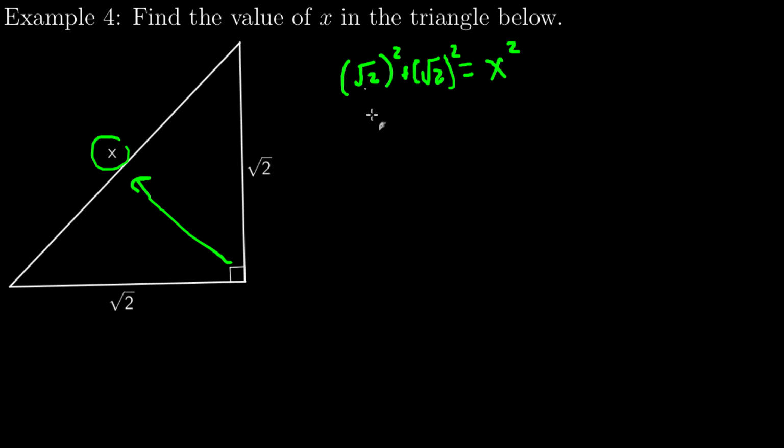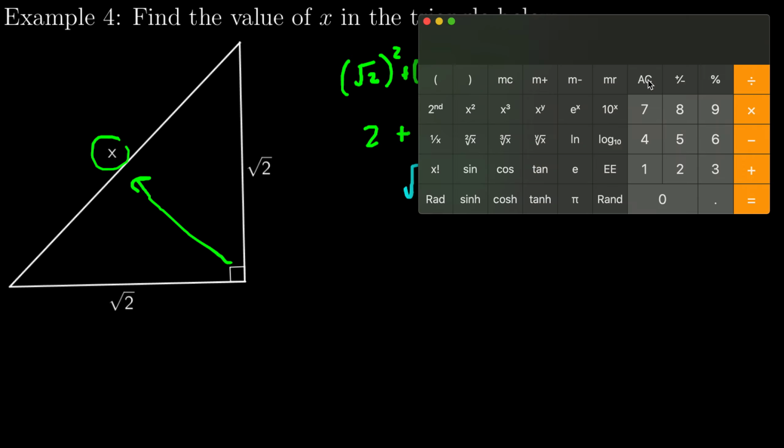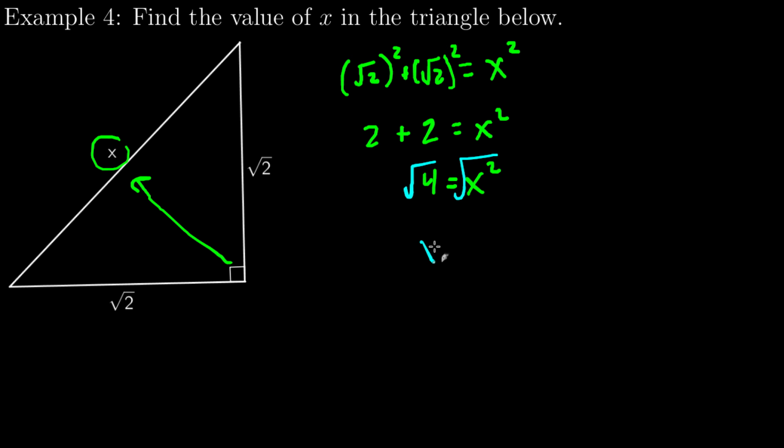The square root of 2 squared is just 2. The square root of 2 squared is still just 2. 2 plus 2 is 4. And now, when I take the square root of both sides, again, I shouldn't need to, but let's just say I'm not thinking carefully. Go to the calculator, square root of 4, and I get that x is exactly equal to 2.